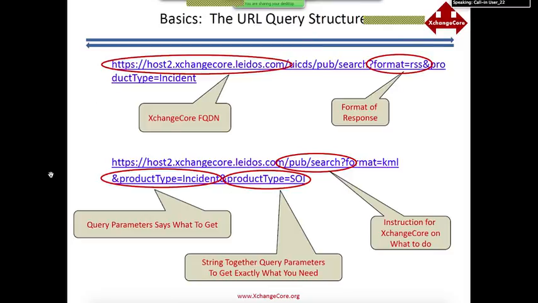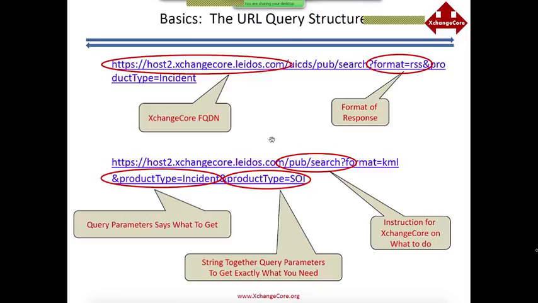And down here, you've got a couple more pieces. After you give the fully qualified domain name, this pub search question mark is telling XchangeCore what to get ready to do. This can say a number of different things, but this one says, hey, I'm going to ask you to publish some information, and I'm going to give you a search so that I know exactly what it is that I'm going to get out of it. And, as we saw up here, this format's going to be KML.